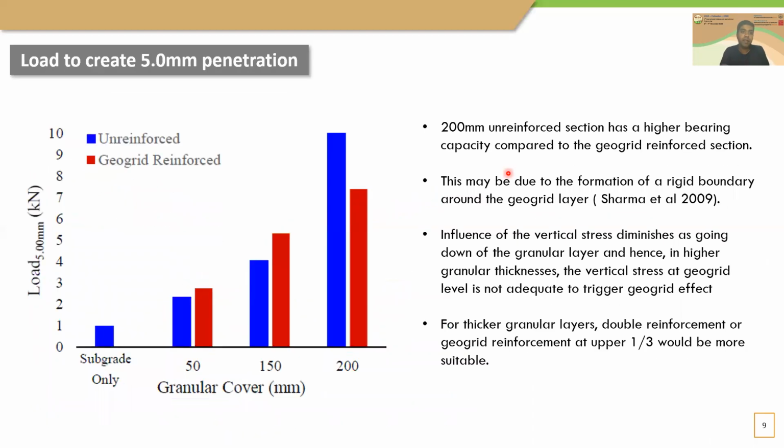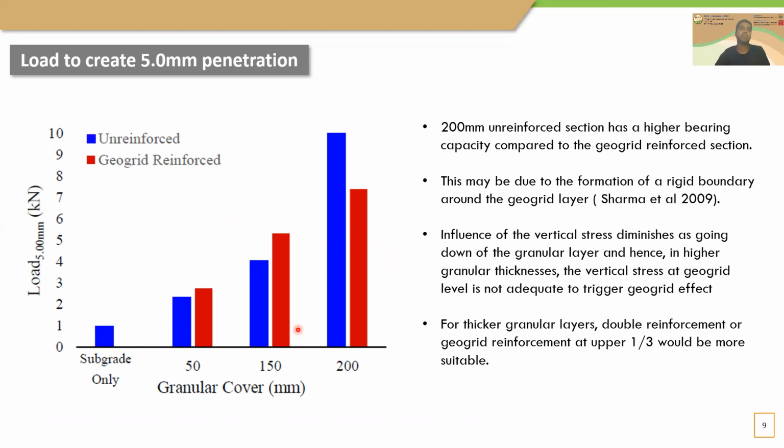And here you can see the load that was incurred to create 5 millimeter penetration in each and every test section. So in all sections compared to the subgrade only one, you can see an improvement in the unreinforced section. You can see an improvement in the reinforced section as well, except for the section where the unreinforced one has a higher bearing capacity compared to its Geogrid reinforced section. So this is a finding.